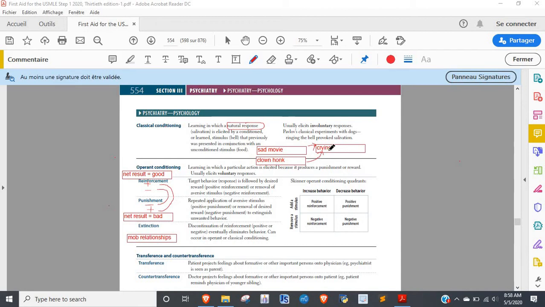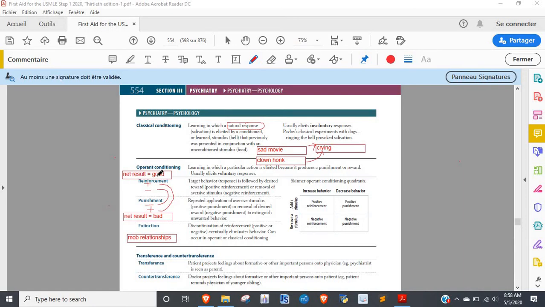Now, the test is going to test you on this by saying operant conditioning or positive reinforcement would be by X, Y, Z, alpha, beta, or something. And you'll have to choose. They're not going to say, this is an example of classical conditioning. This is an example of operant conditioning, because then you only have two options.